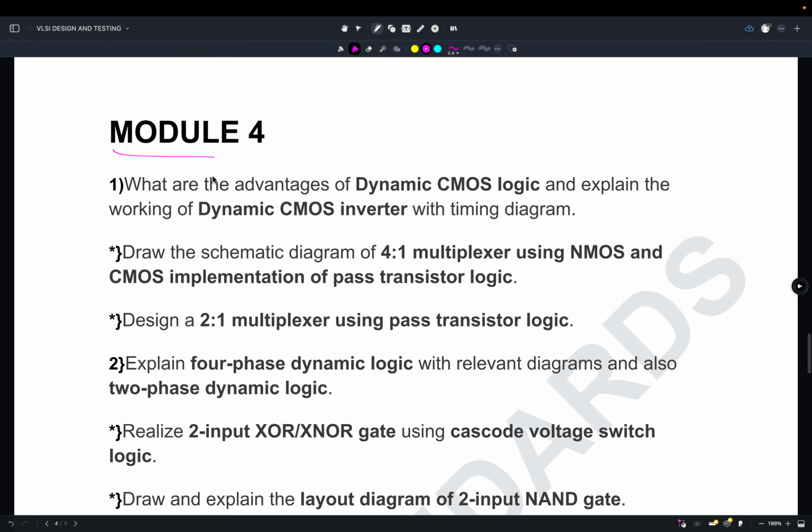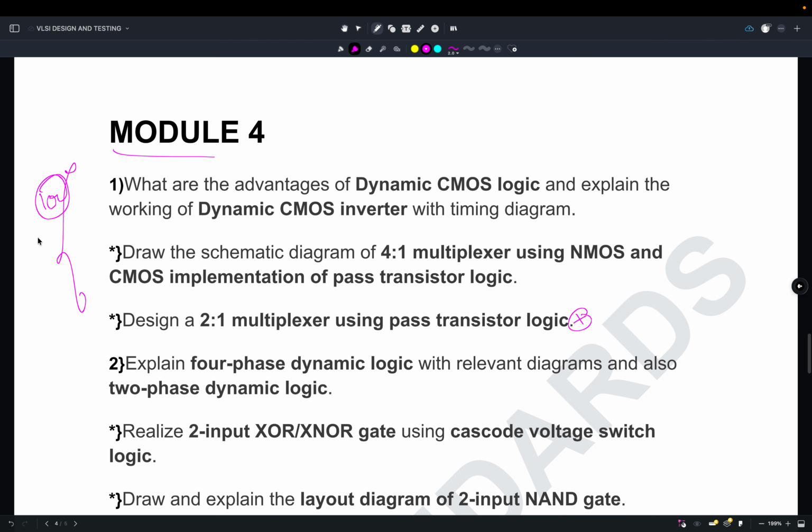In model 4: the advantages of dynamic CMOS logic, and explain the working of dynamic CMOS in an inverter with a timing diagram. It's a very important question. And draw a schematic of a 2:1 multiplexer using NMOS and a CMOS implementation of pass transistor logic. These are very important questions. In these three questions, one question is going to come in our exam. So please everyone try to read these three questions.